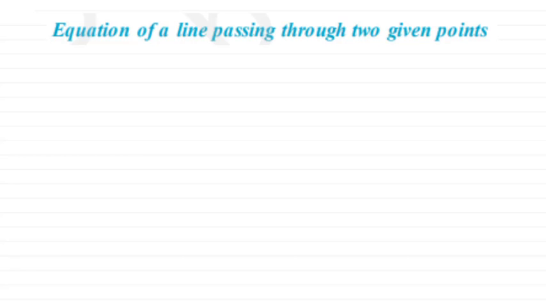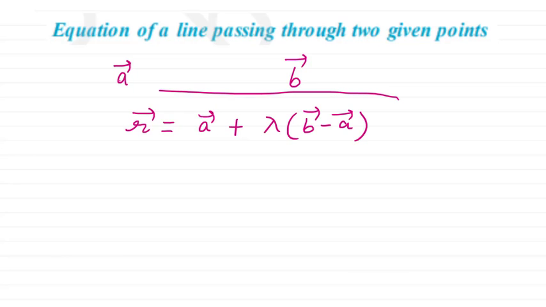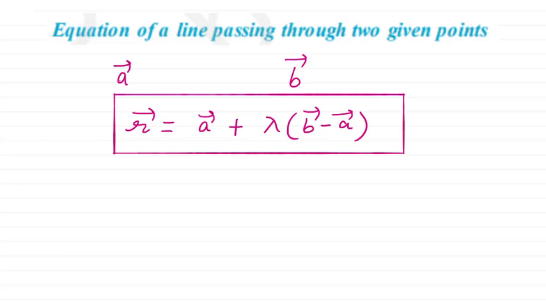So now we will see the second form, the equation of the line passing through two given points. So let's say we have 2 points given as vectors A and B. If a line is passing through vector A and B, then what will be the equation? For that, the vector form will be r equals vector A plus lambda into (vector B minus vector A). So this form is the vector form.